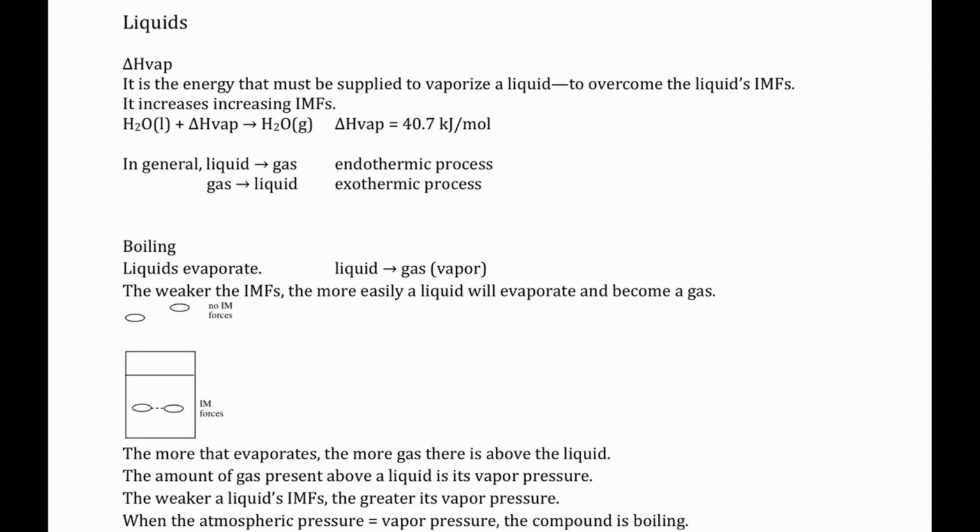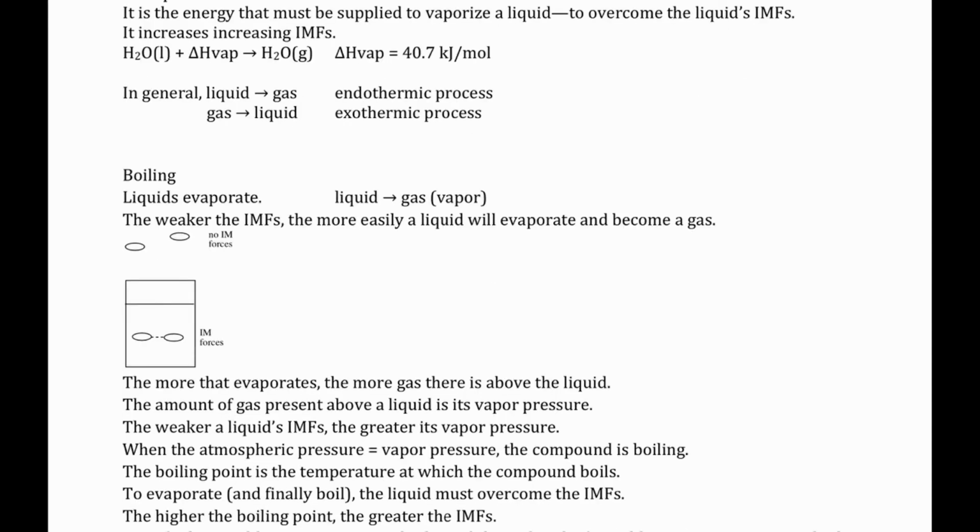In water, to go from liquid water to gaseous water, we have to supply that energy. Delta H of vaporization of water is 40.7 kilojoules per mole. In general, when we go from liquid to gas, we're having to supply energy. It's an endothermic process. That would be the delta H of vaporization. On the other hand, to go from the gas back to the liquid, energy is given off, and delta H would be negative. It's an exothermic process to go in the reverse direction. Boiling.